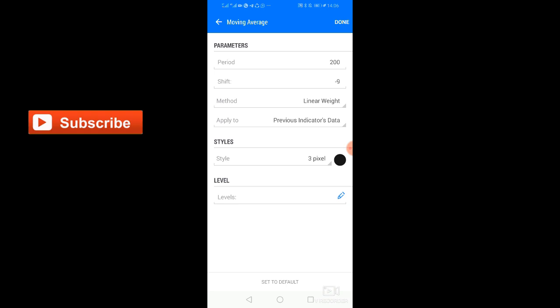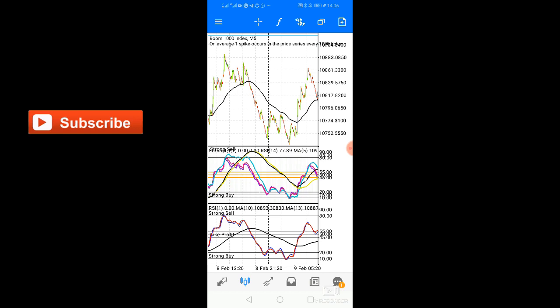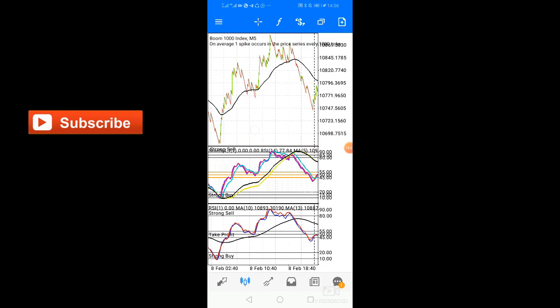And then you will have a setup like this, guys. So after you have a setup like this, then you know you are ready to kill the market. But I would like to give you one more piece of advice, guys.